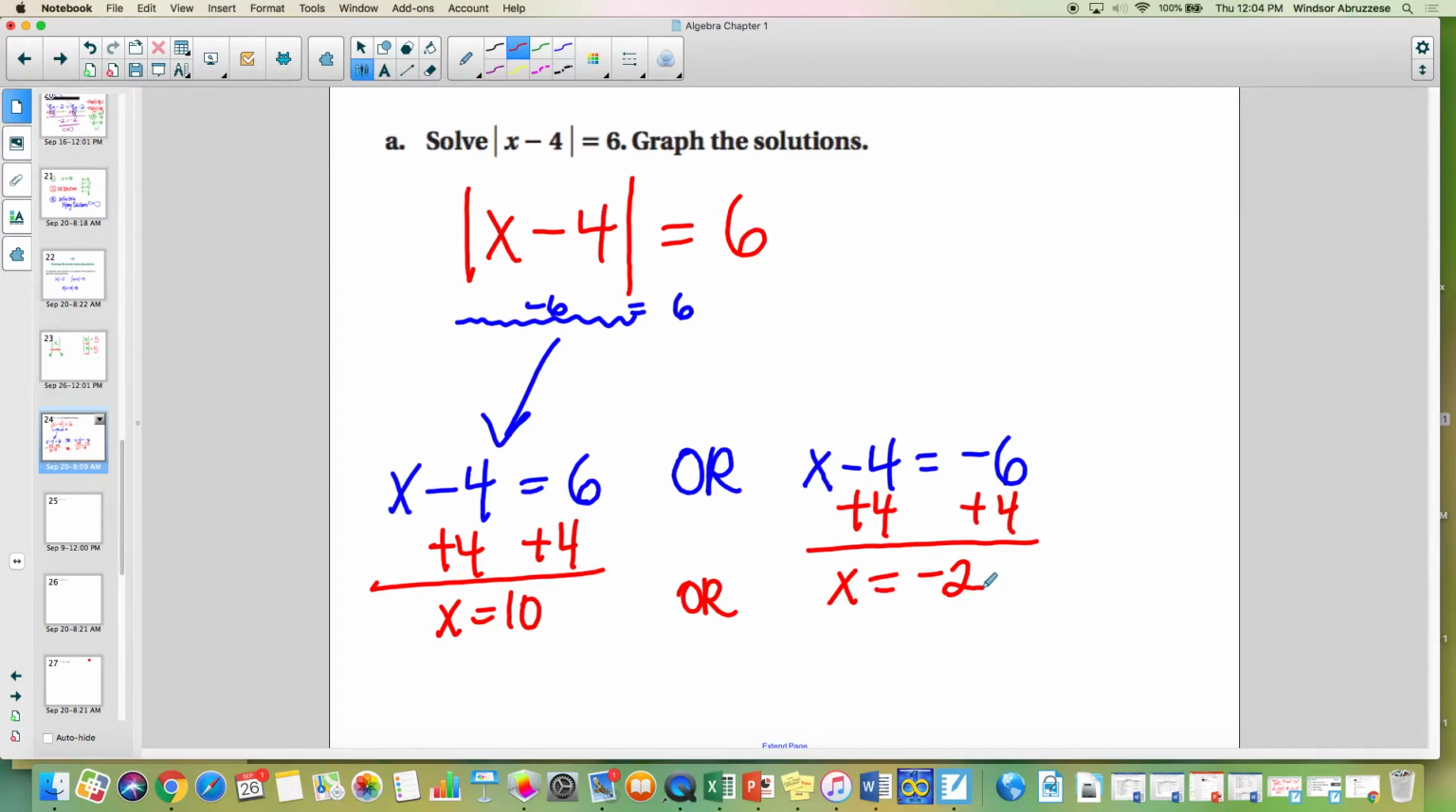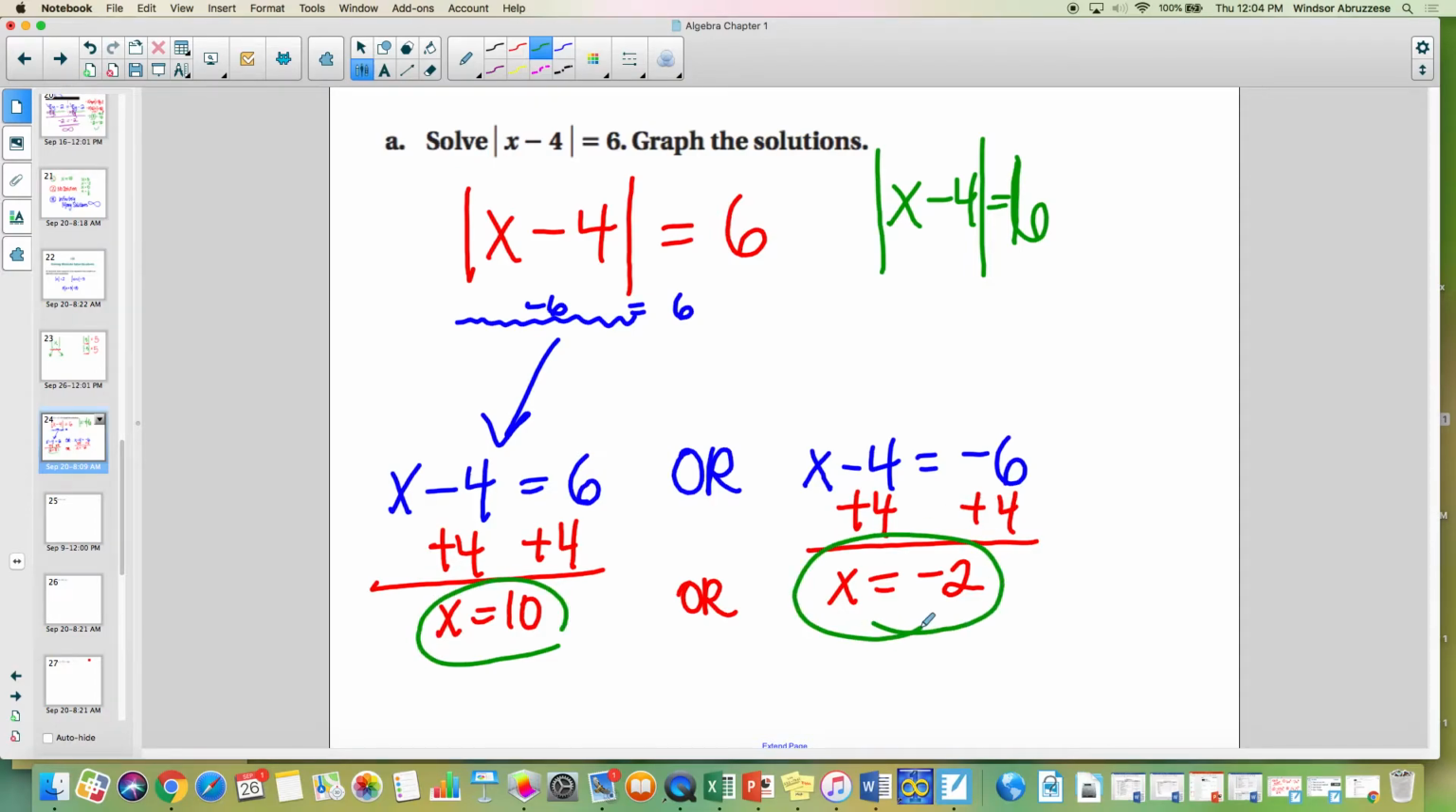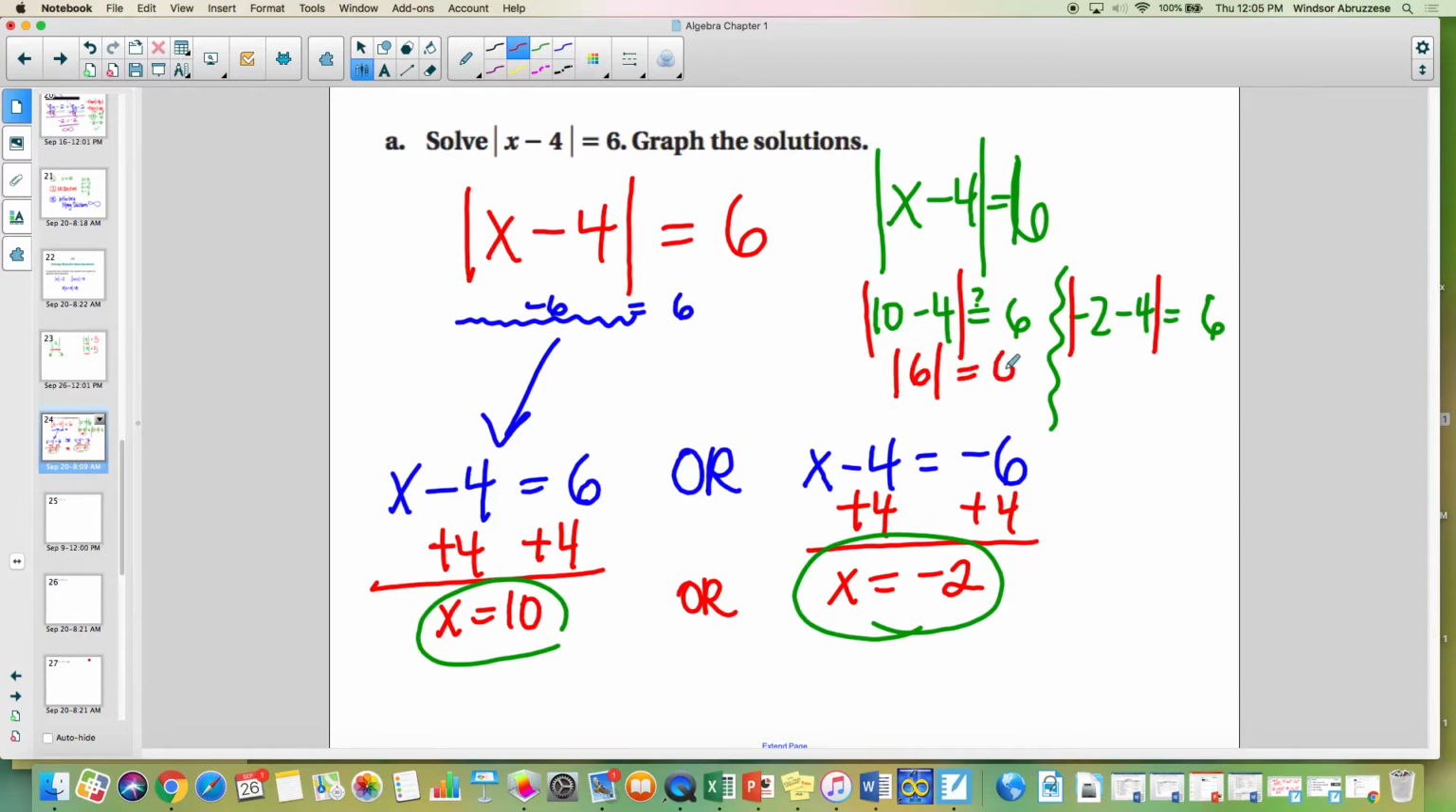So let's go back in and substitute our solutions and see if we did it right. If I have x minus 4 equals 6, but it's the absolute value, I'm going to plug in 10 and negative 2. So the absolute value of 10 minus 4, does that equal 6? And the absolute value of negative 2 minus 4, does that equal 6? But again, look, I already forgot. Don't forget the absolute value brackets. Well, 10 minus 4 is 6. And what is the absolute value of 6? 6. So that is the solution.